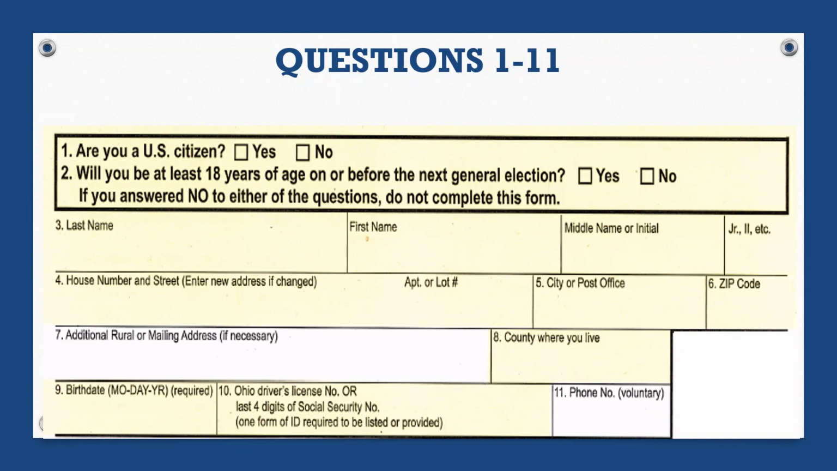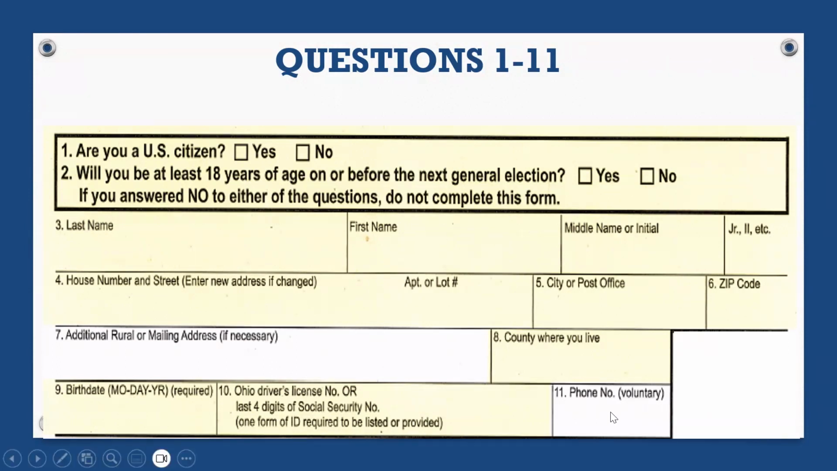I want to go over it quickly just so that you know what voters are asked to put down here. First, they have to check that they're a U.S. citizen and that they will be 18 years of age or older before the next general election. They will have to put their name and address. They will have to put the county where they live, and people often misread this to say the country where they live, so a lot of times people will put United States. And here is where you would put the birth date and then the Ohio driver's license number or the last four digits of their social security number.